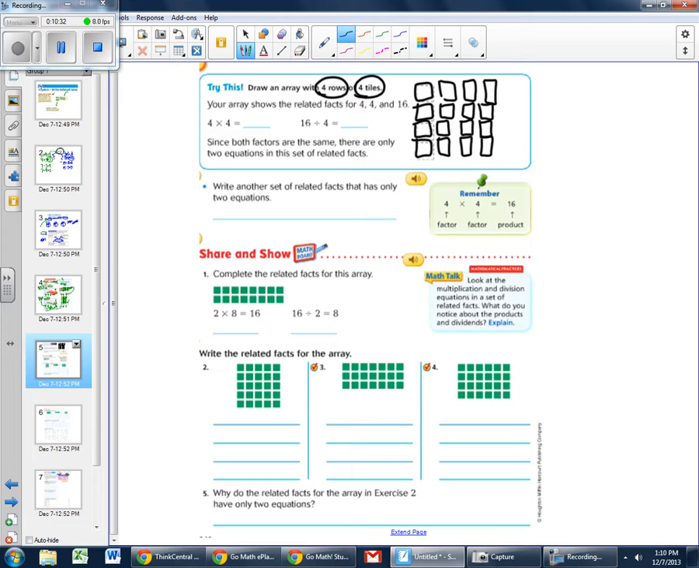Your array shows that related facts for 4, 4, and 16. Notice that since you have 2 4s, you don't have 3 different numbers, so you're not going to have 2 multiplication and you're not going to have 2 division problems since you have the doubles of 4. Would you please go ahead and count what's here, use what you know about your multiplication problem, and fill in both of these, please. 4 times 4 is, and 16 divided by 4. 16 is your dividend. Since both factors are the same, there are only 2 equations for this set of related facts, which is what I was just explaining also.